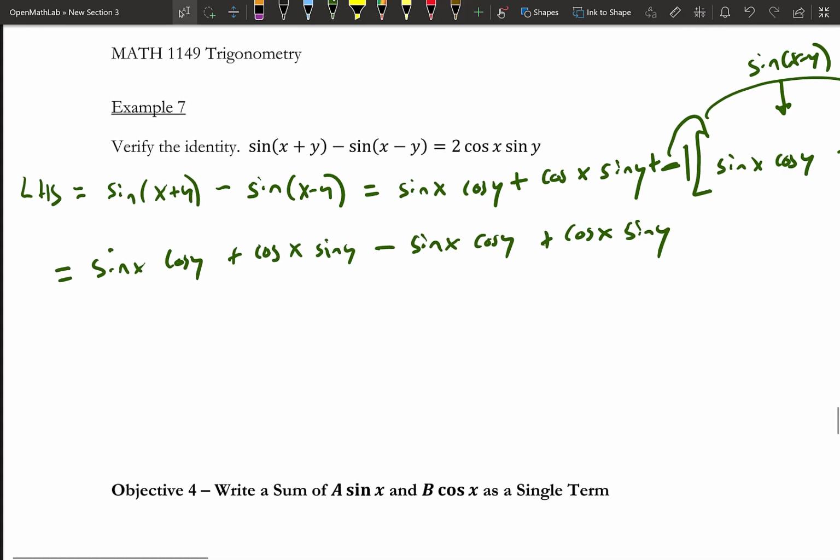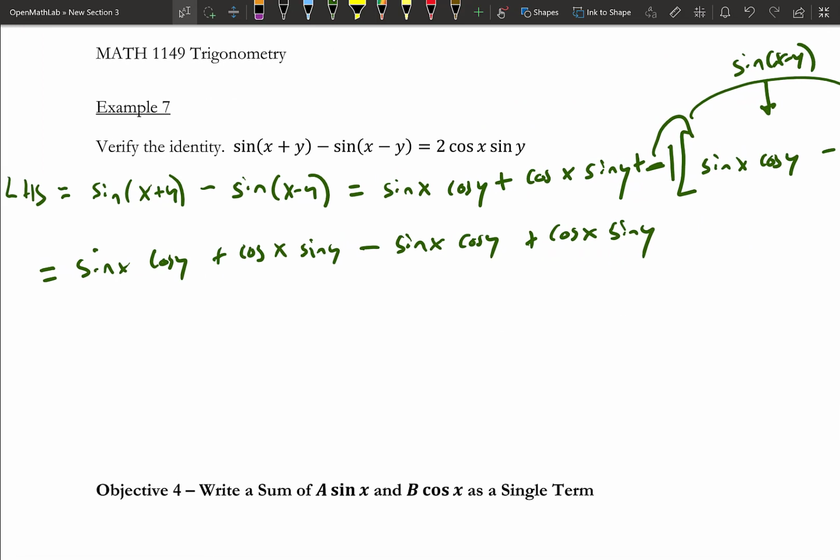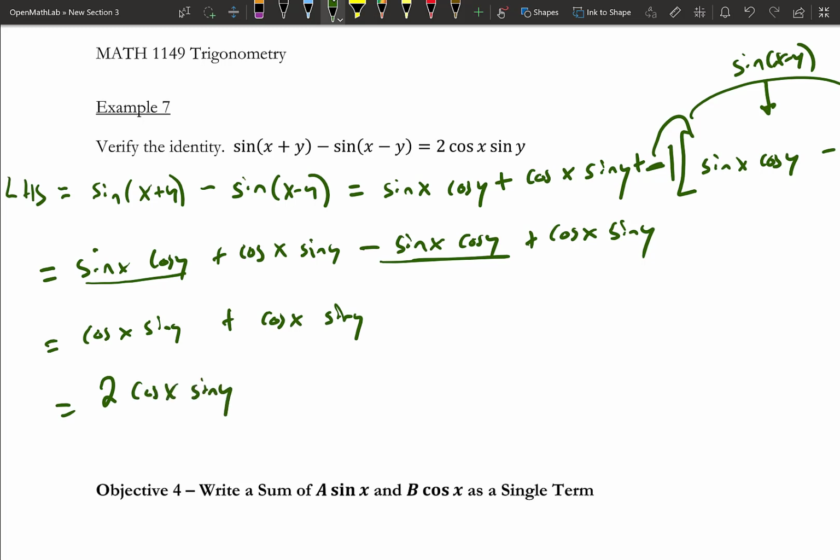Now we can combine like terms. Notice that this one and this one are going to cancel each other out. So what we end up with is cosine x sine y plus cosine x sine y. There are two of them here, so this is the same thing as 2 times cosine x sine y, which is what we were trying to show. So we're able to show that.